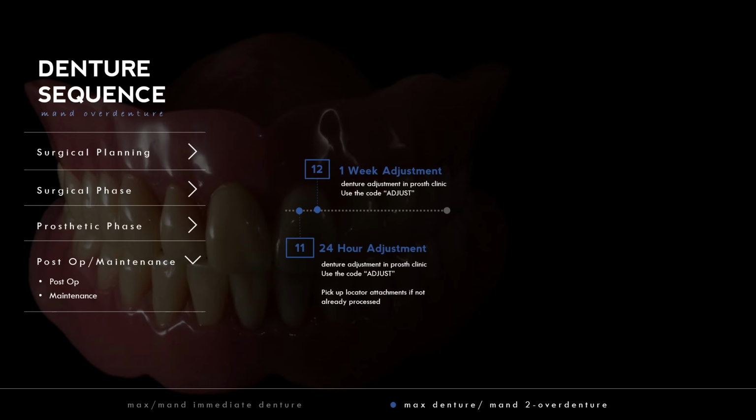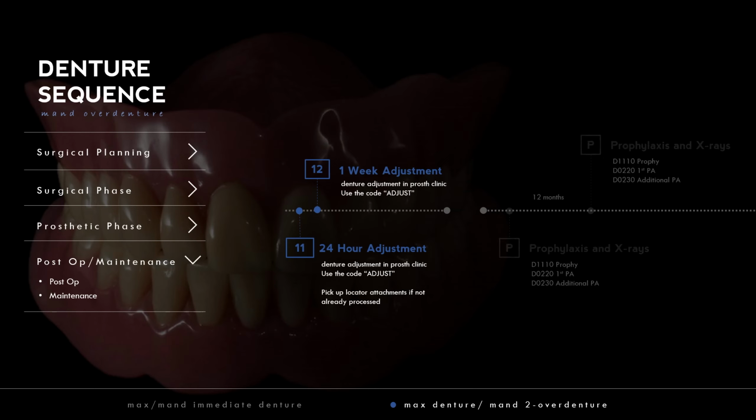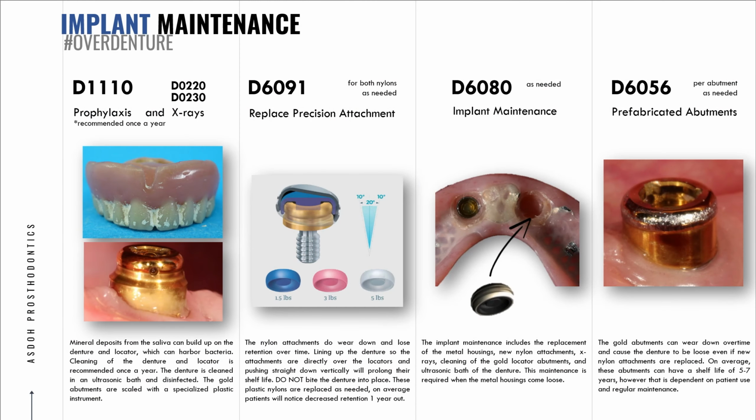A 1-week adjustment can be scheduled where you adjust any further sore spots that you may still have. And this leads us into the maintenance phase. So what's typical is that we ask the patient to come back once a year where we can clean the denture as well as take x-rays of these implants to track the bone levels and to make sure that everything is healthy.